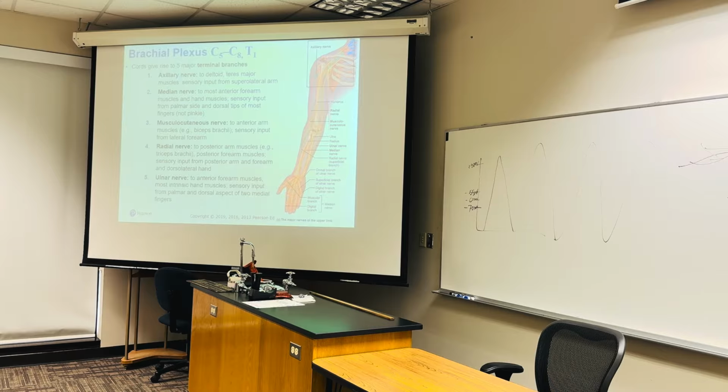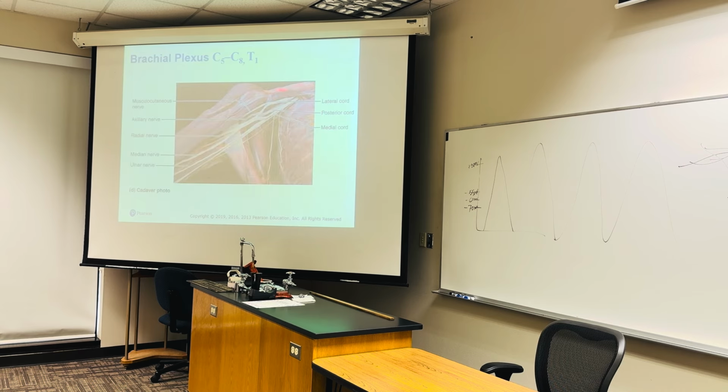What about the ulnar nerve? That is very, very what? Prone to injury. Okay. Ulnar nerve goes to the anterior forearm muscle and most intrinsic hand muscle, with sensory input from the palmar and dorsal aspect of the two medial fingers. So this is the real human picture, where you can see all the plexus right here, and how the nerves from all the plexus make junctions so that they can have different routes to go to different places. Okay, and then these are the specific nerves right here.